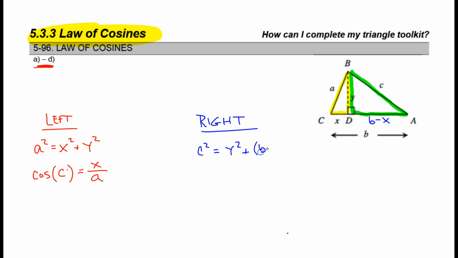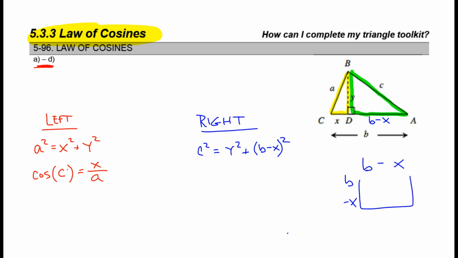So I have to take b minus x and square it. Notice I put that in parentheses because I can't just square b and x and then subtract the 2. I have to do the quantity b minus x squared. And hopefully you remember this little trick we've done here to multiply two algebraic expressions like this.